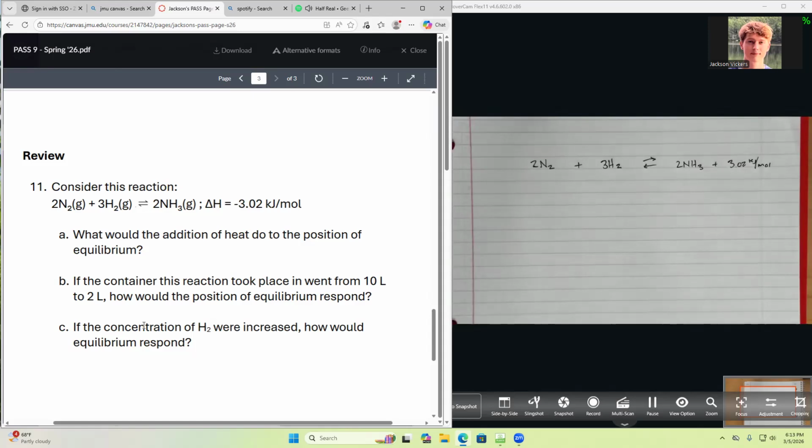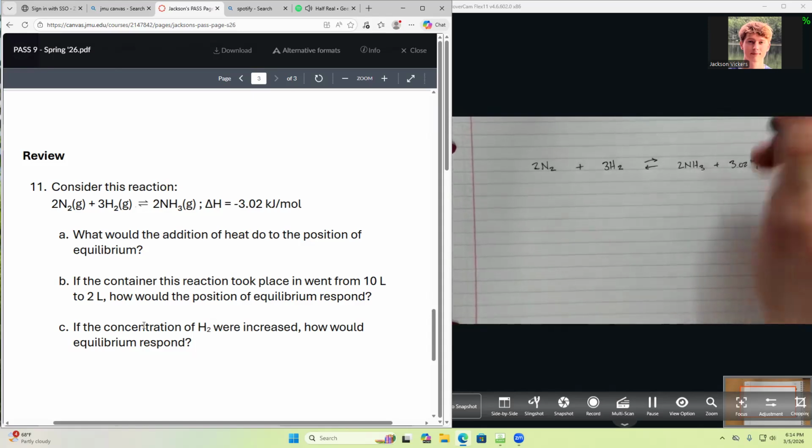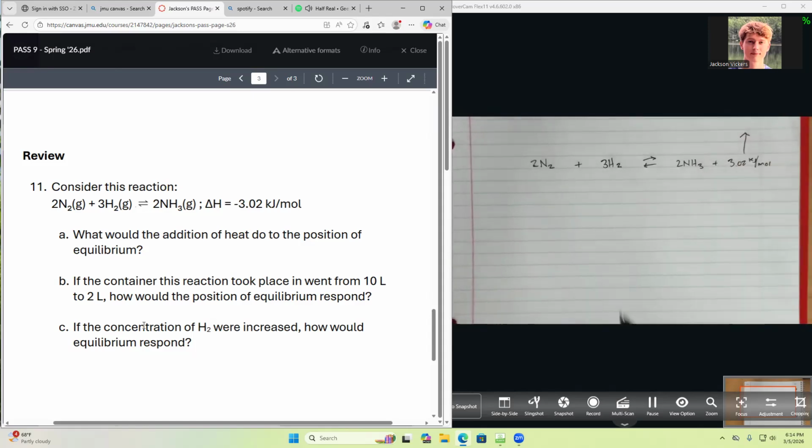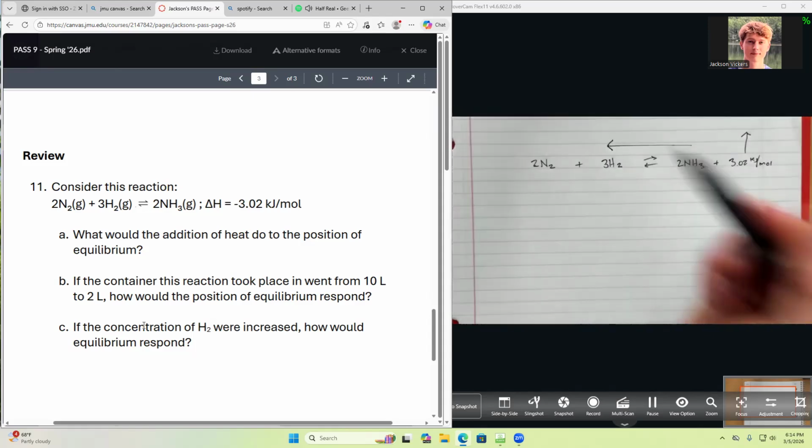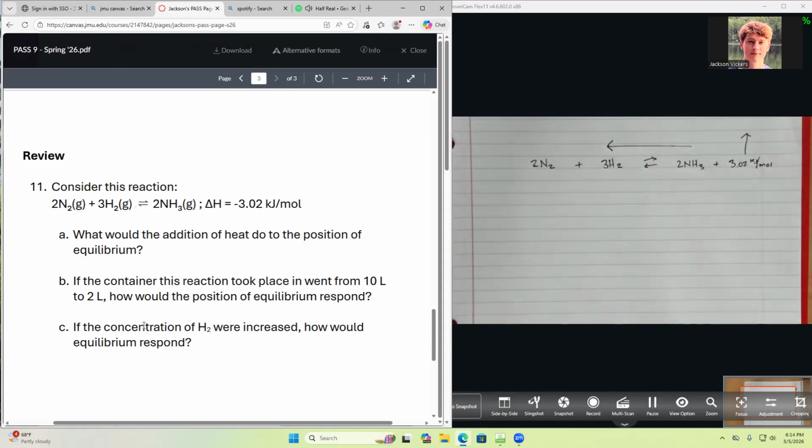So let's see what they're asking us. First part, what would the addition of heat do to the position of equilibrium? Shift to the left. Yep, exactly. So addition of heat, well, where's heat in this problem? We added it as a product. If we were to increase a product, Le Chatelier's principle says that we're going to start going to form more of the left side because we're basically adding a product. We don't like that. If we start forming more reactants, we're going to get back to equilibrium.